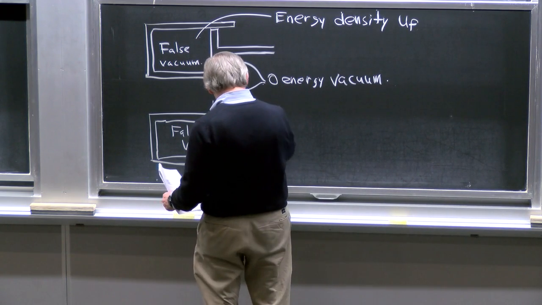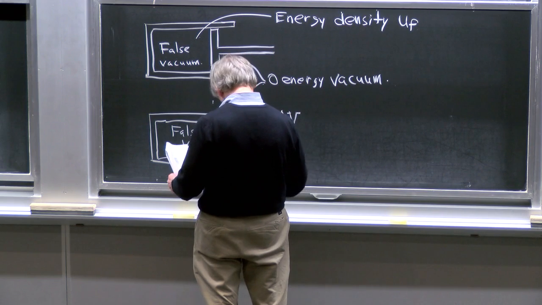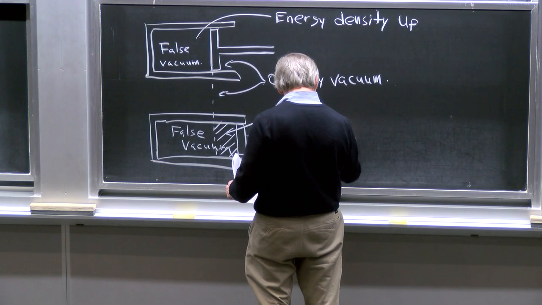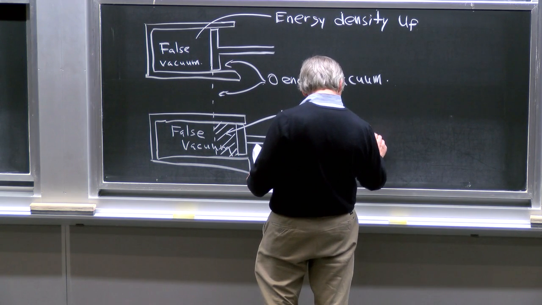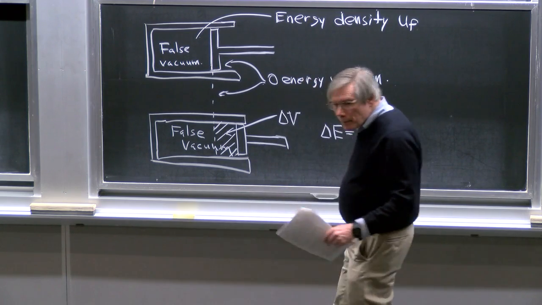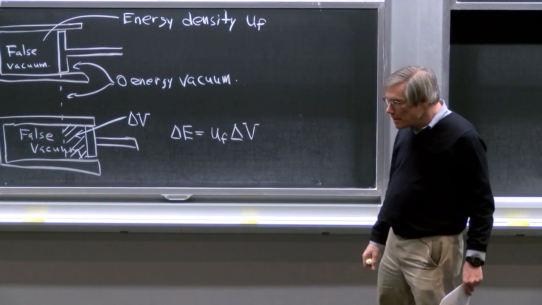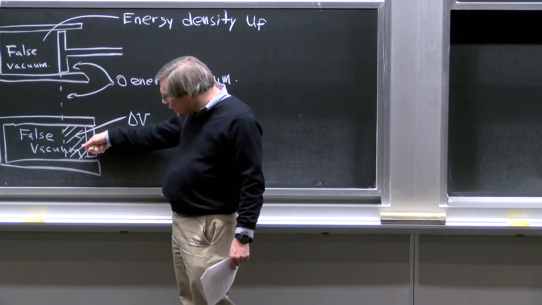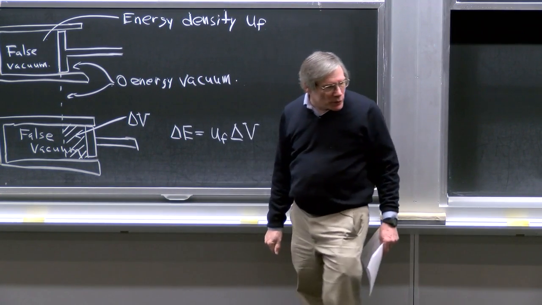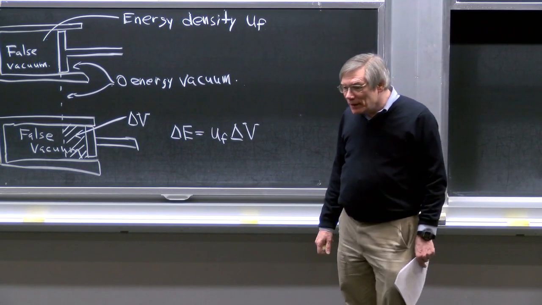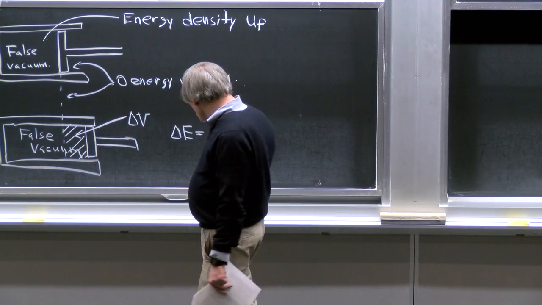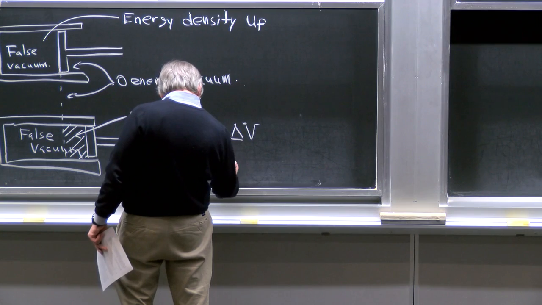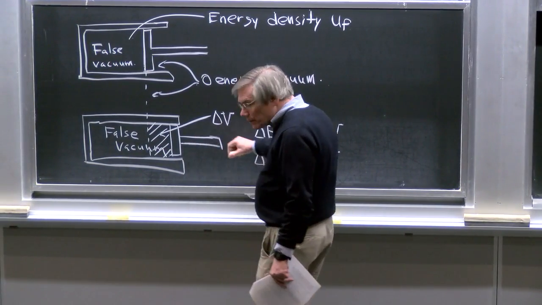And if we call the extra region here delta V, the volume of that region, we now have a situation where the energy has increased by the energy density of the false vacuum times delta V, the change in the volume of the chamber. Now, energy has to be conserved. So this energy has to be equal to the work that was done by whatever force pulled out on this piston. And we won't need to specify who was pulling on the piston. But the work done when one pulls out on a piston is just equal to minus P times delta V, the work done by the person pulling on the piston.